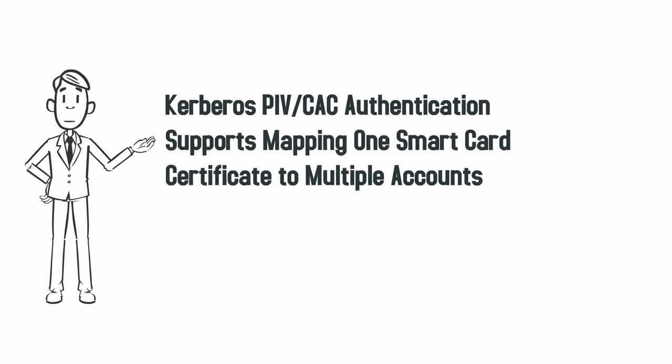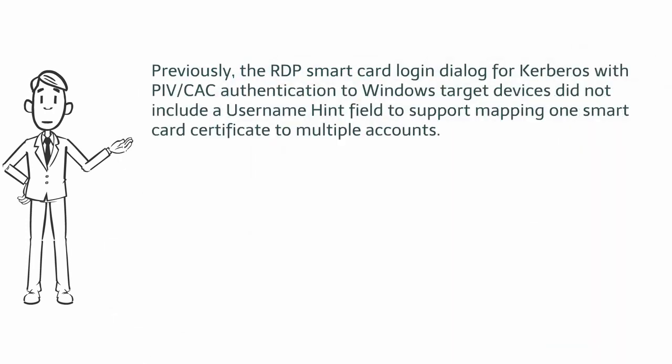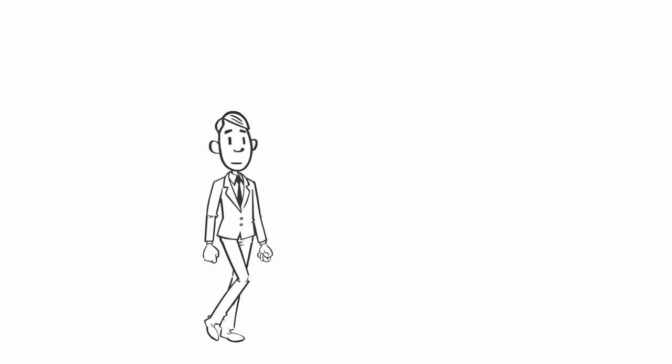The final enhancement is the addition of Kerberos PIVCAC authentication support for mapping one smart card certificate to multiple accounts. Previously, the RDP smart card login dialog for authentication to Windows target devices did not include a username hint field to support mapping one smart card certificate to multiple accounts. In 2.8.3, the RDP smart card login dialog includes a username hint field, which is hidden by default and accessed by selecting Add Hint. That's about it.